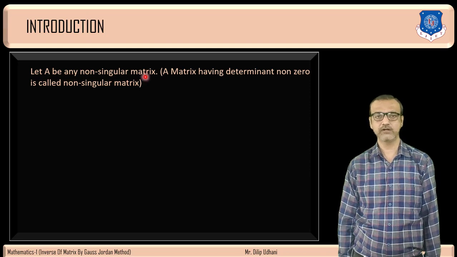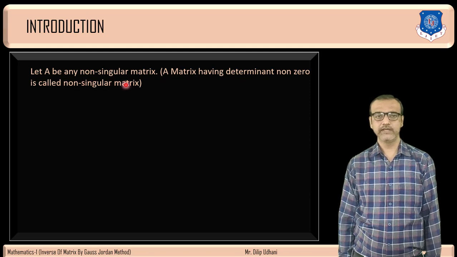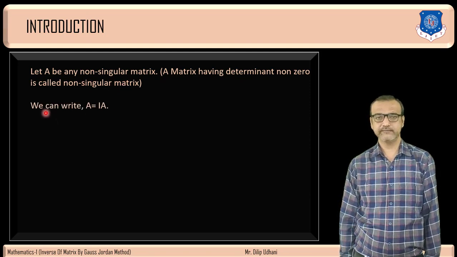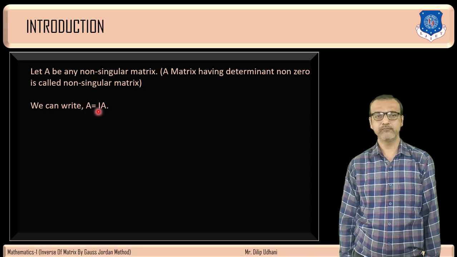First of all, what is the meaning of a non-singular matrix? A matrix having determinant non-zero is called non-singular matrix. We can write given matrix A equals IA, because if you multiply identity matrix I by a matrix A, you will get the same matrix A. So we can write A equals IA.